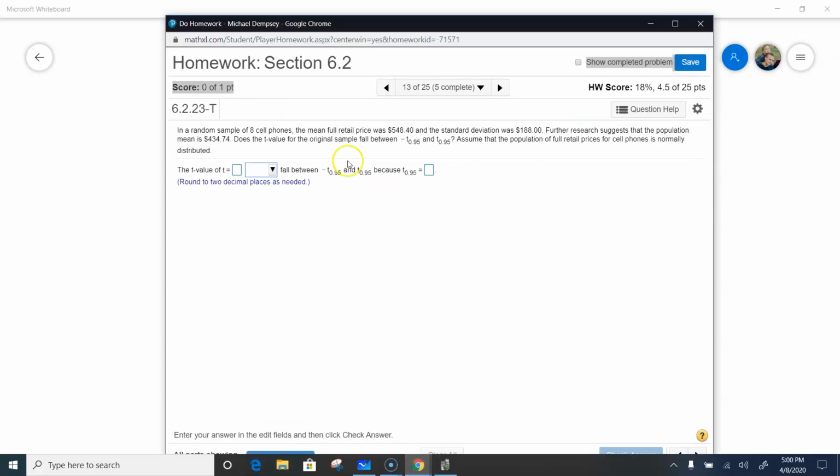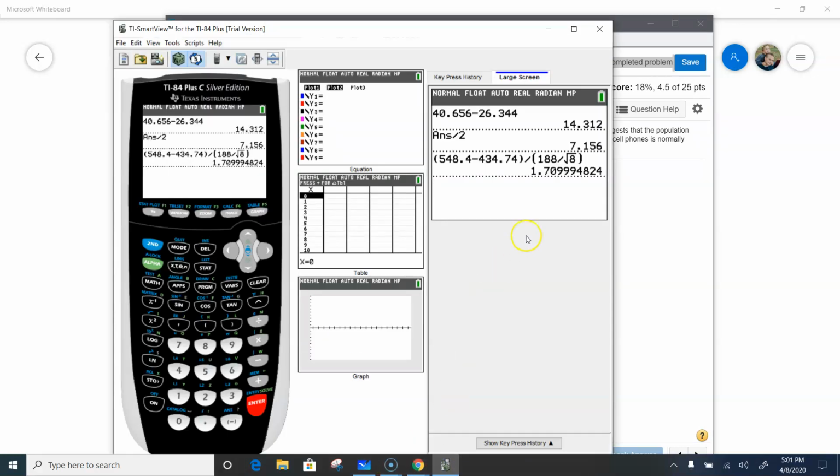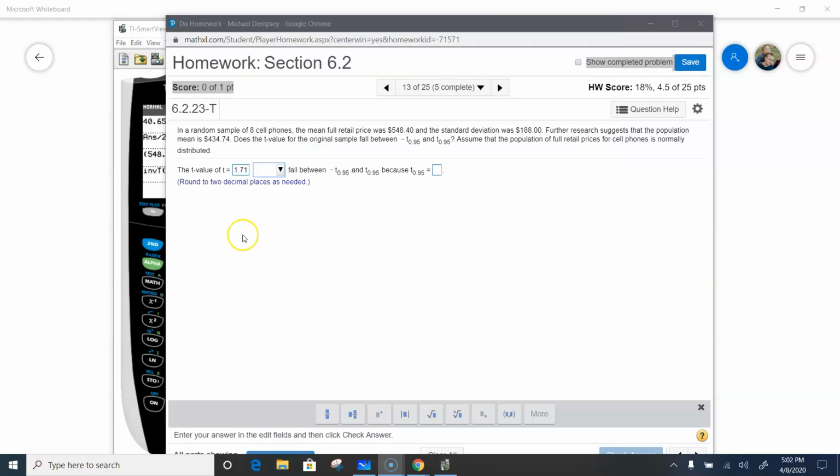This is coming from 6.2, right? This is the sample mean we got, sample standard deviation. Then they peek behind the curtain and tell us the actual mean. Okay, so we're going to place our t value here, that I calculated over here on the calculator, 1.71, so we'll follow our rounding rule for that. So we're trying to figure out if this is an unusual t-statistic.